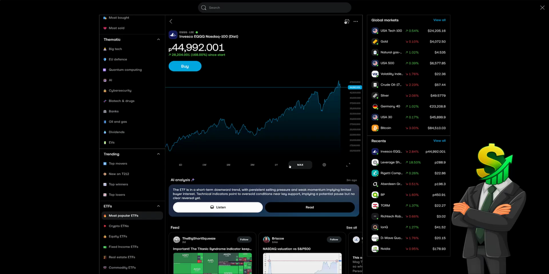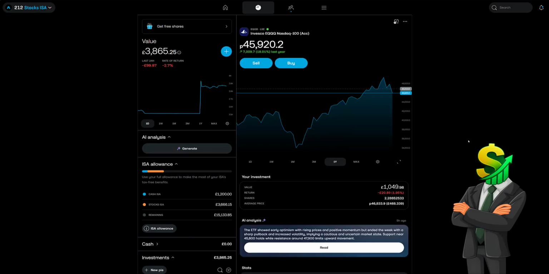There are accumulating and distributing versions. Most UK beginners pick the accumulating version, which automatically reinvests dividends for you. EQQQ is also fully backed by physical replication, meaning it owns the actual companies and not derivatives of them.